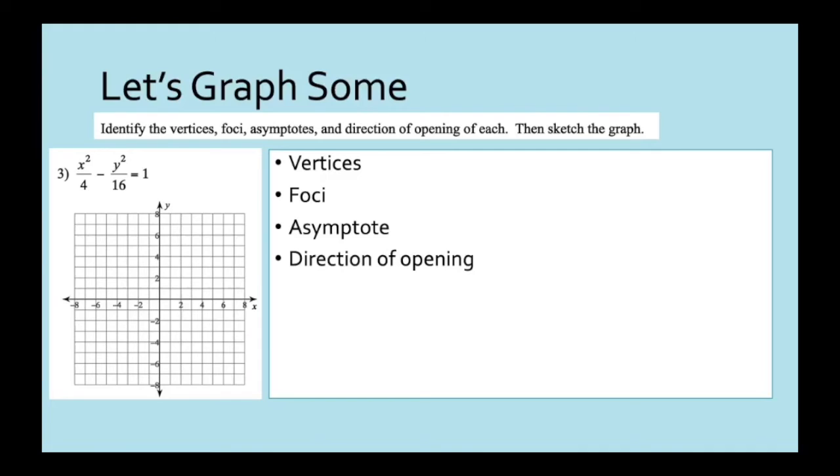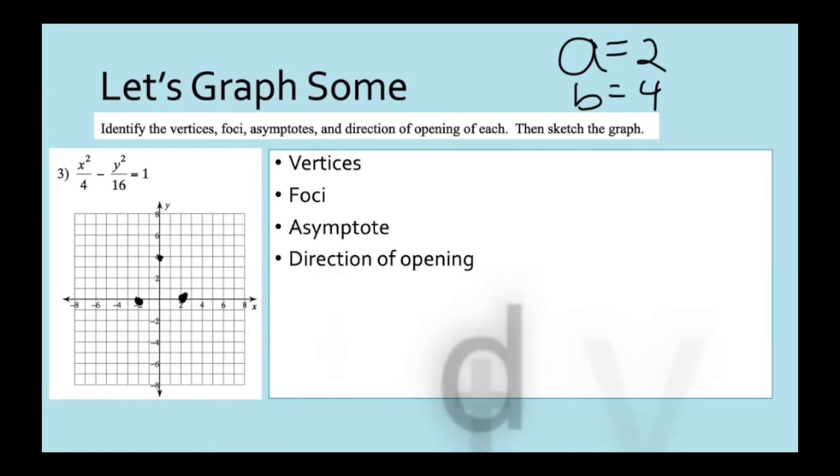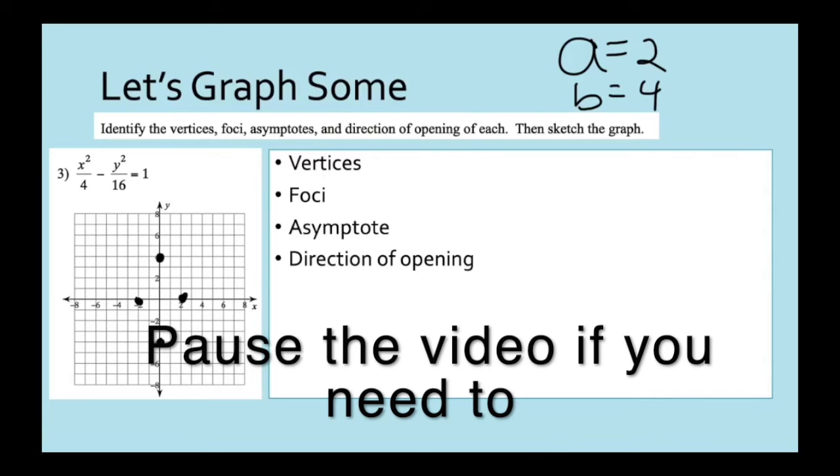Let's do number 3. I want you to notice now the x is in the front and the y is second. A squared is still 4 and b squared is now 16. So we have a being the square root of 4, which is 2, and b, the square root of 16, is 4. This helps us find our box. But the a value is on the x-axis this time. So it is on the x-axis, and that is 2 here. And 4 on the y-axis because it's under the y. Now we're going to draw our box.